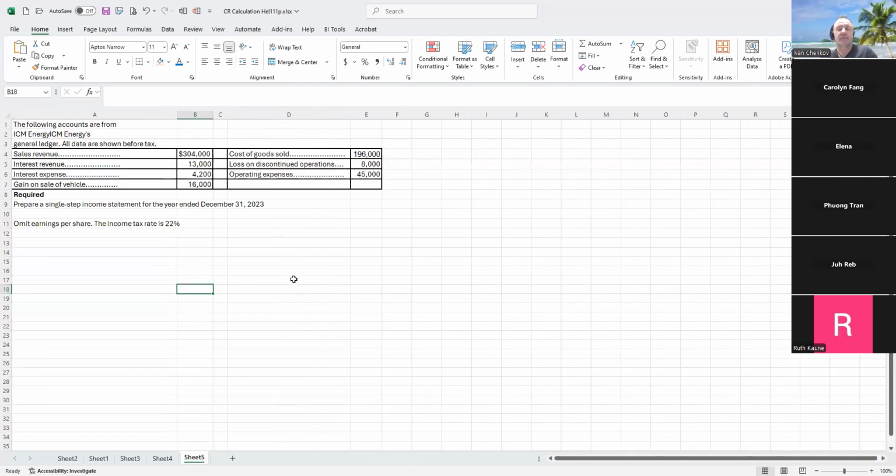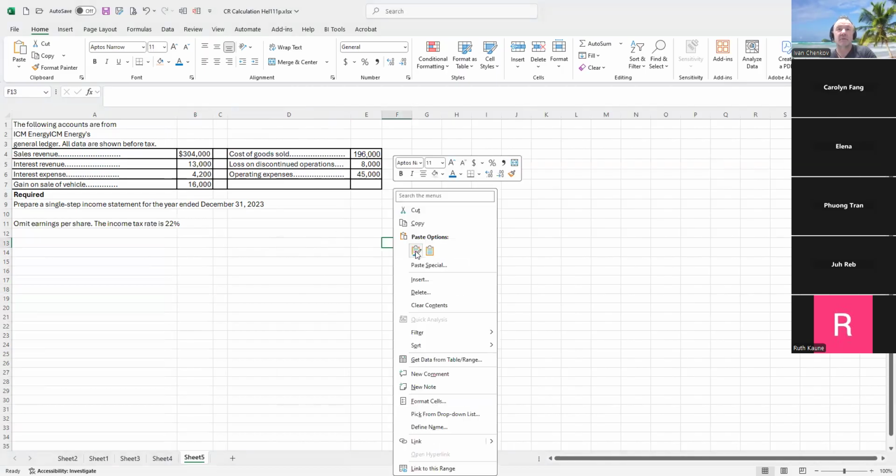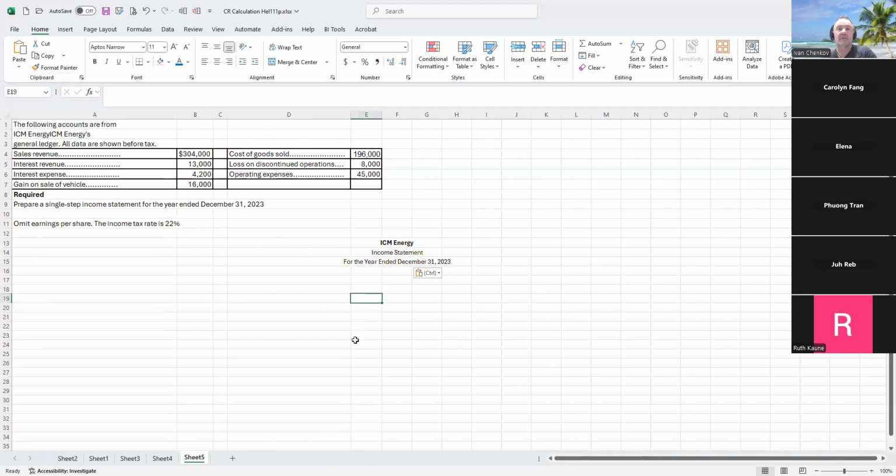What do we have to prepare? Obviously, the income statement. How are we going to start it? The good thing here is you don't have to start, but otherwise you have to start with the name of the company, name of the statement, and the period. It's already done for you, so you don't have to worry about those things, and that saves time. That will be the starting point here.